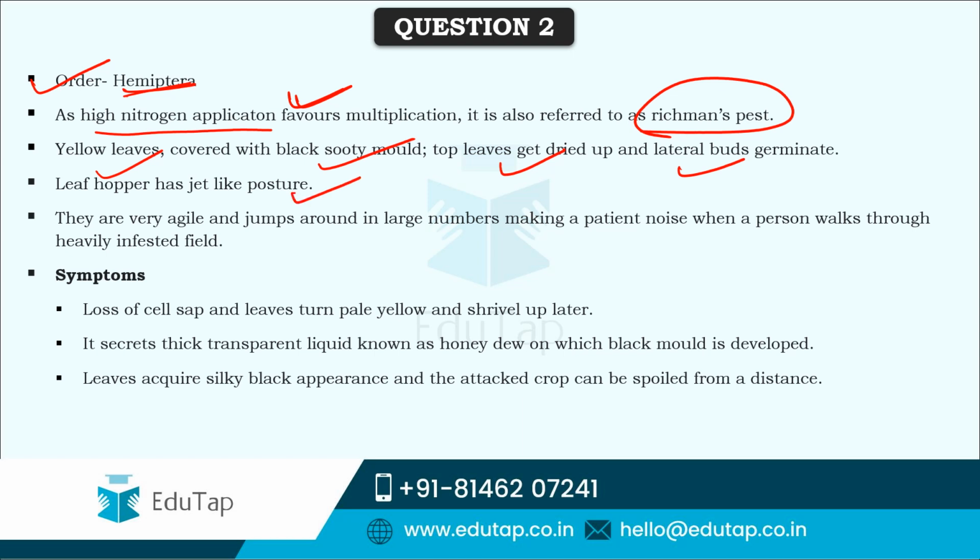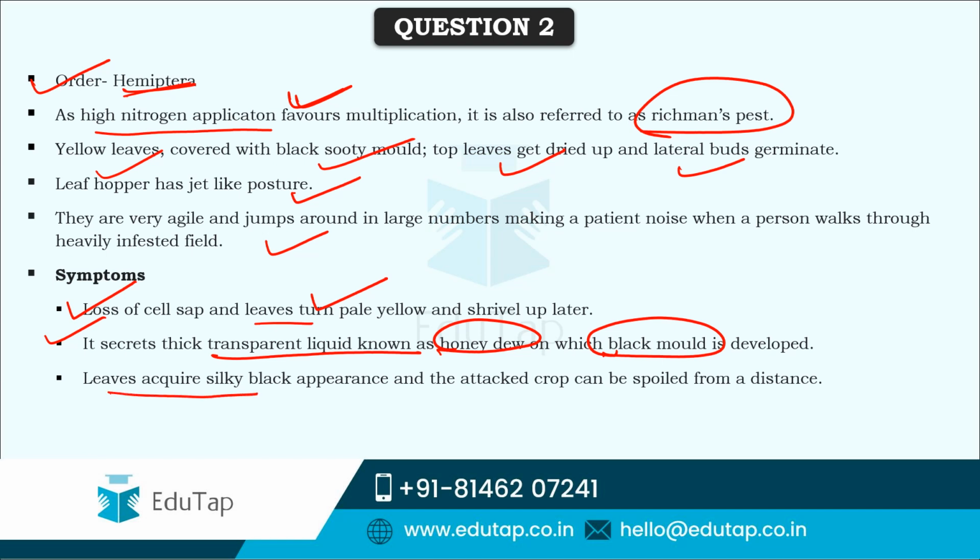And these have a jet like posture, and they are very agile and jump around in large numbers, making a loud noise. When someone walks through that heavily infested field, they can hear that noise. And what are the other symptoms? Loss of cell sap from leaves. Because of that, the leaves turn pale yellow and sometimes shrivel also. It secretes a thick transparent liquid known as honeydew, on which black mold develops. That's the reason the black sooty mold can be seen on these leaves infested with these insects. And leaves acquire a silky black appearance, and the attacked crop can be seen from a distance.